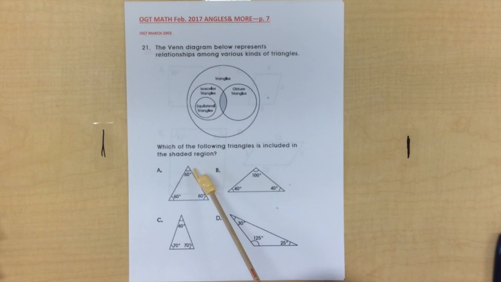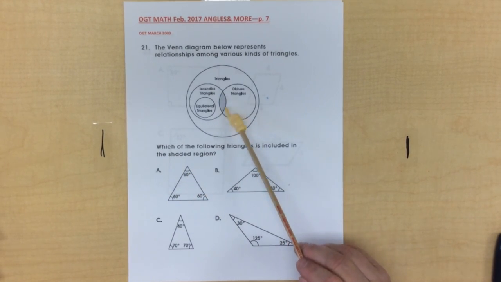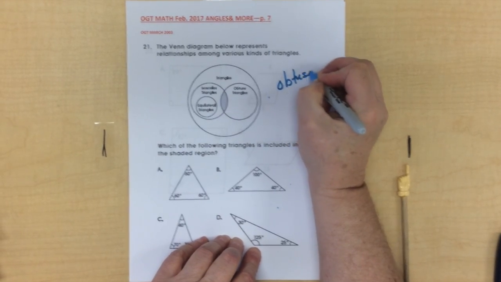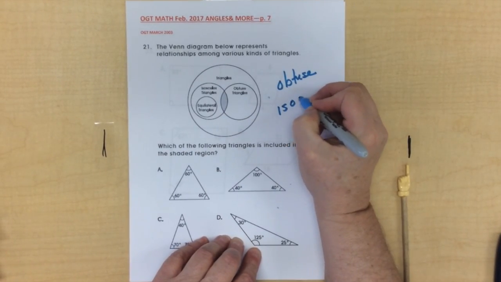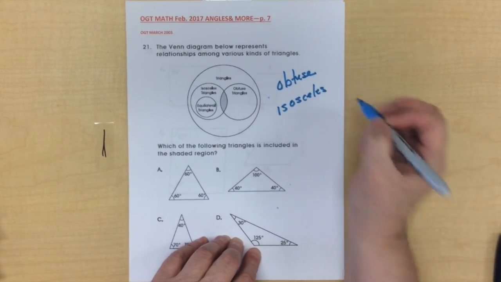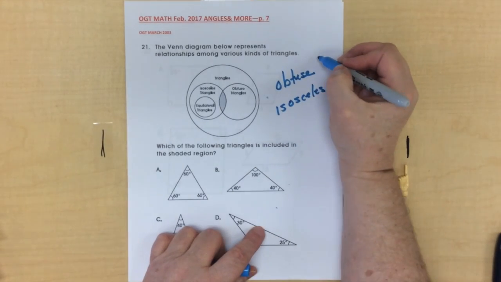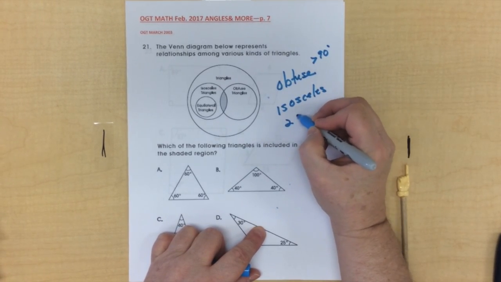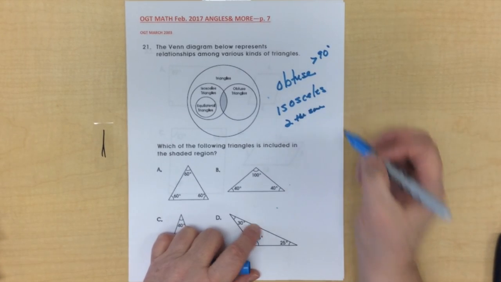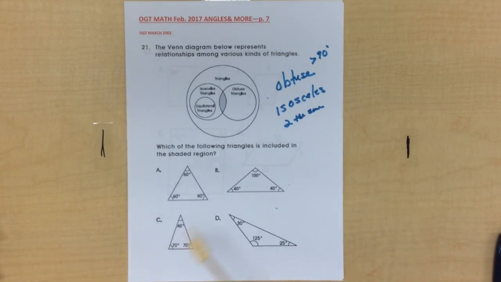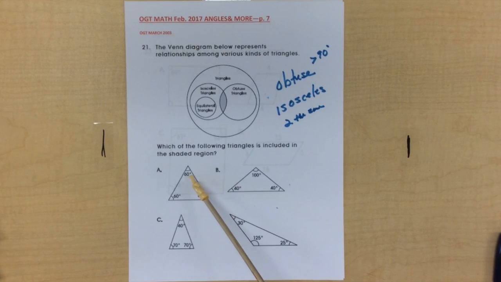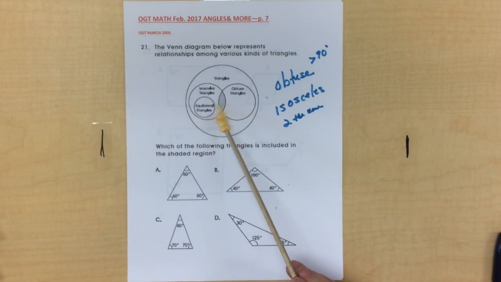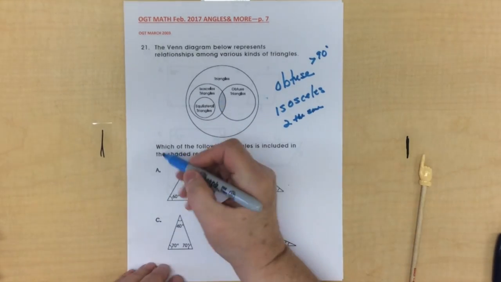We're supposed to be finding a triangle in the shaded region. So the shaded region means it includes obtuse and isosceles. So an obtuse has to have an angle greater than 90, and isosceles has to have 2 the same. So it can't be A. If you recall, A is the equilateral triangle, where all the sides are the same, and notice that is not touching the shaded region. So it's not A.